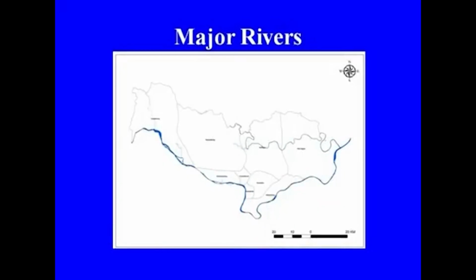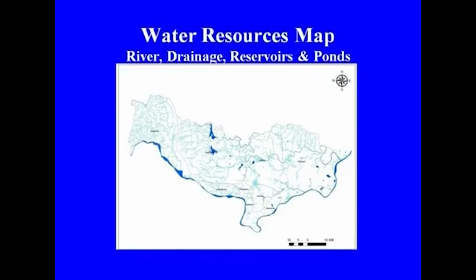Similarly, the major river map was also created. This was to see that the economic zones or the industrial areas are not too far away from the water bodies. Other minor drainages, reservoirs and ponds were also identified and digitized, and this particular map is what we call the water resources map, which shows what are the different water sources and their locations and how these could be utilized for providing water for different zoning areas.